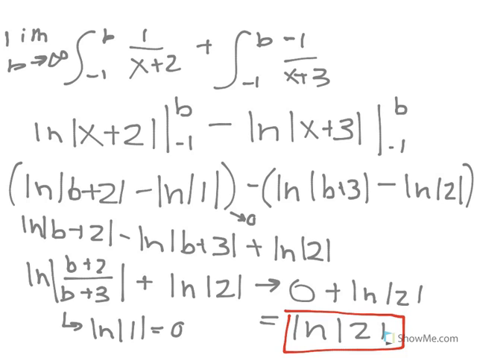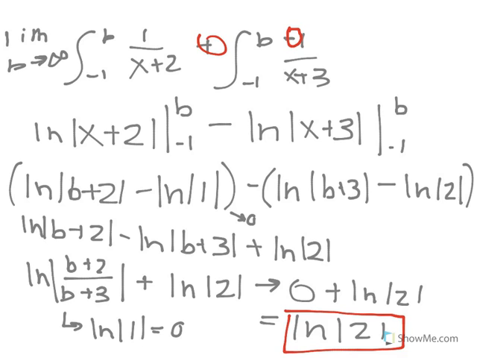So 1 over x plus 2, you'll probably remember, is the natural log of x plus 2. And then you're going to go from negative 1 to b. And then you're going to have this be minus, because remember, this is a negative 1 up here. So that makes this a negative. So that becomes negative natural log of x plus 3 from negative 1 to b. You just plug in your stuff. Natural log of 1 approaches 0.